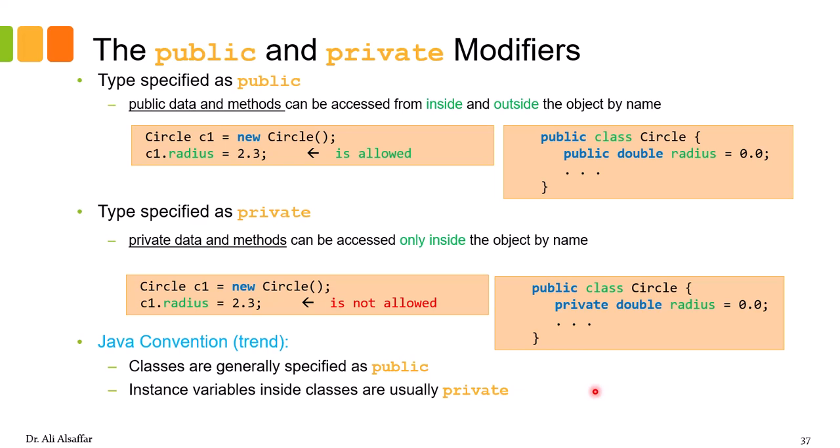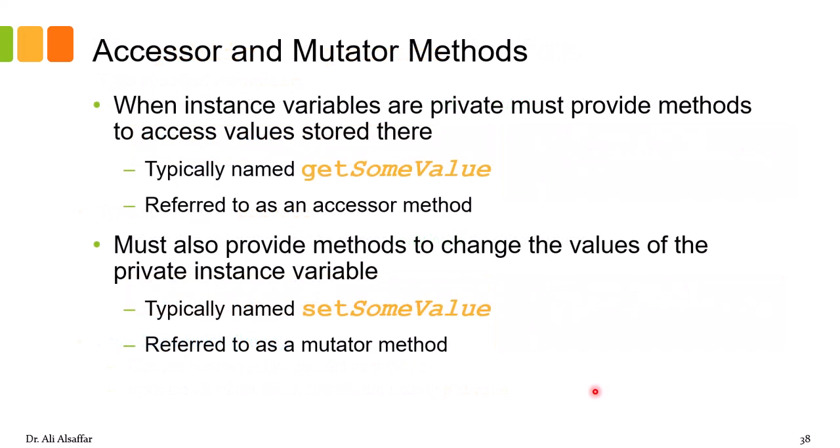But what if you want to show them outside and you take control of writing and reading? Then you need to define two methods. The first method is called the accessor, which is used for reading. And the second method is called the mutator, which is used for writing or setting. Here I will show you what to do exactly for every class that has private data.